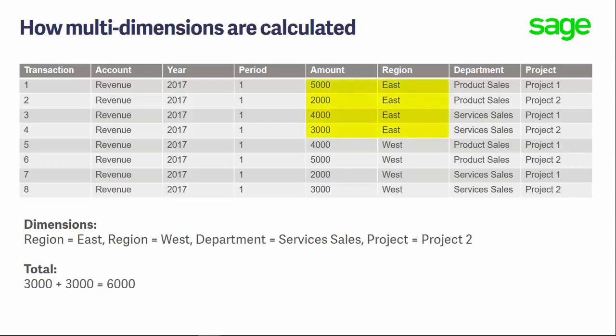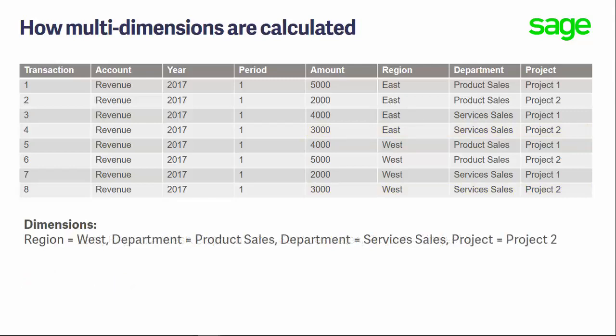The amounts of all transactions where region equals east or region equals west, and department equals services sales, and project equals project 2, after any other filters have been applied, will be added up, giving a total of 6,000.